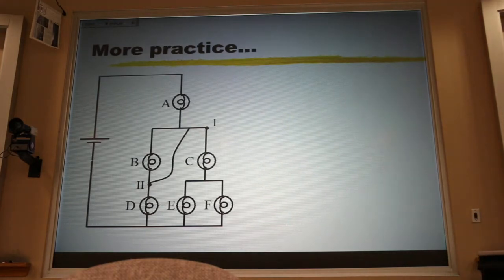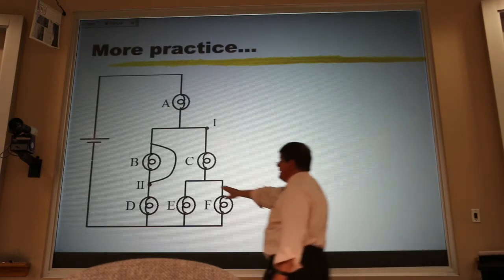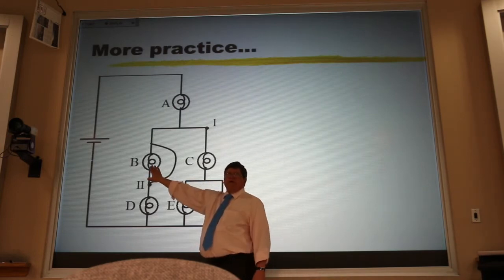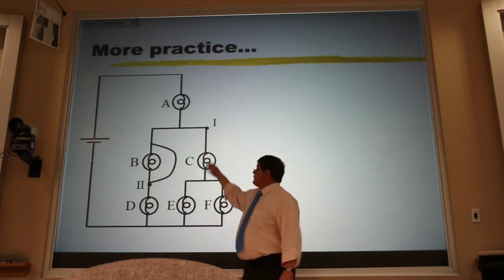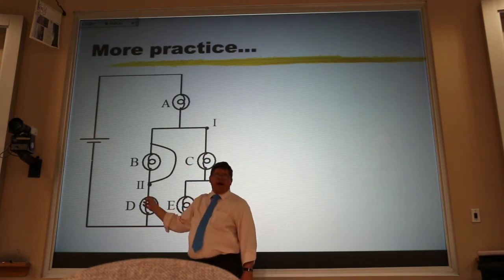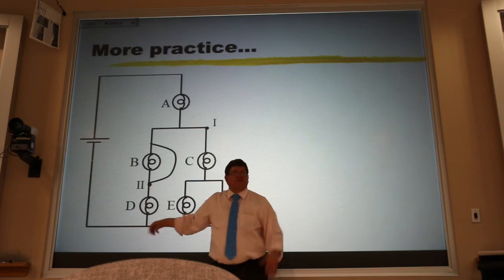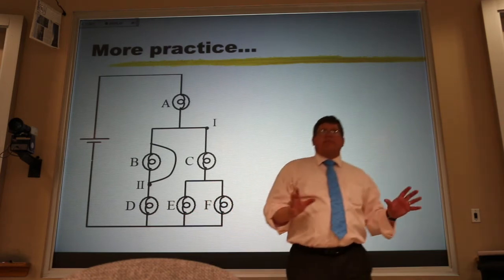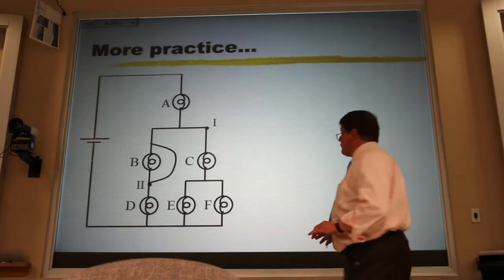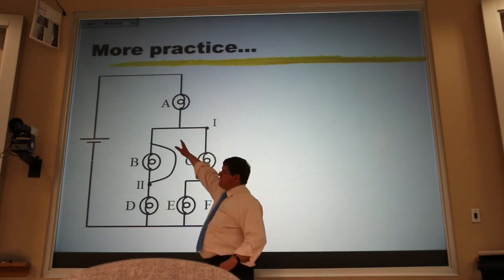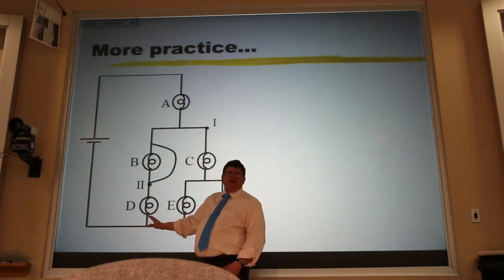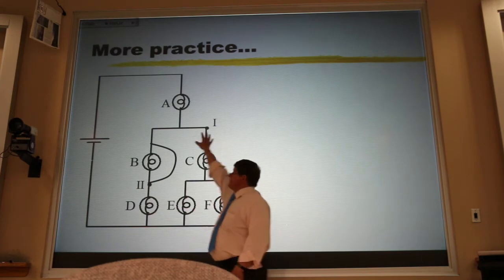Have I changed the circuit? No. And now it's clear that B is shorted out. Well, wait a minute. Why would it go through C when it could go through an easy path? Well, the easy path still has to go through bulb D. It's not a wire path. It's not a zero resistance path. It's still got resistance on it. This is just easier than this path.